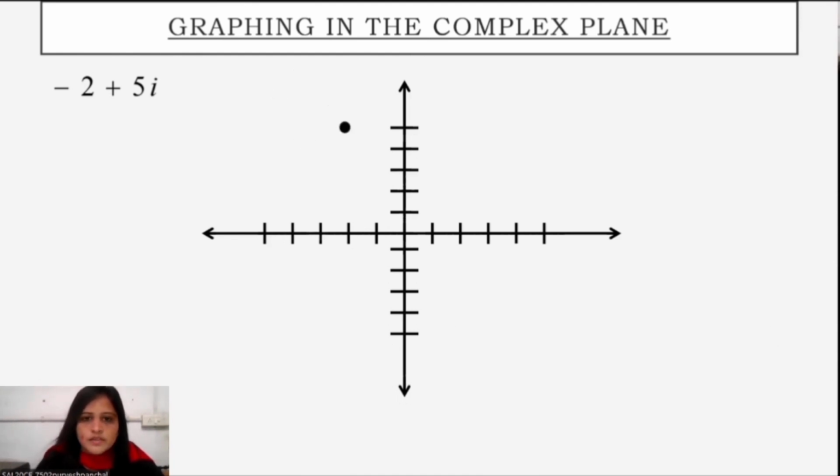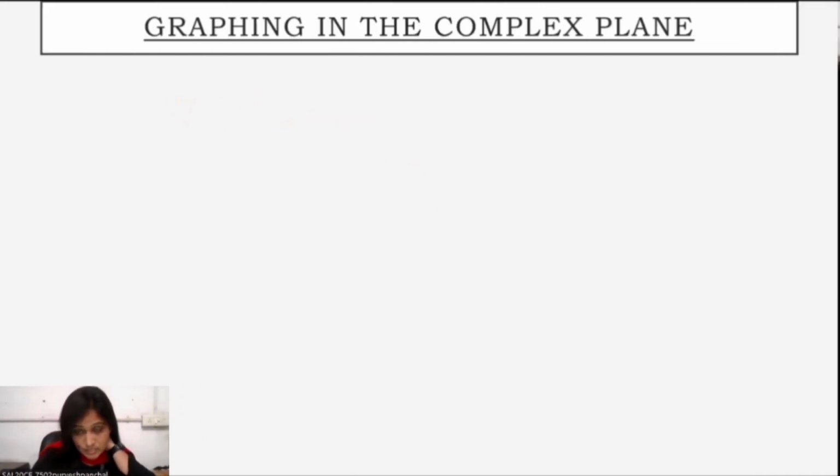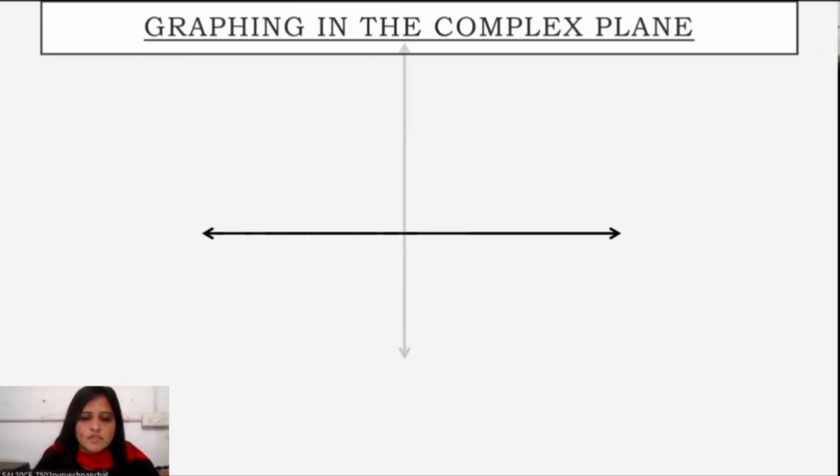So our point will be here, and we will calculate the magnitude. We can see this distance is 2 from the origin, and this distance is 5. So we will calculate our magnitude by using the modulus formula. So in this way, we can represent a complex number in the complex plane.